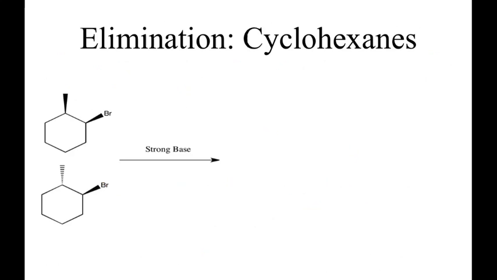So let's go through and take a look at some examples of some elimination reactions. In particular, this one's tricky because we're looking at the elimination of cyclohexanes. So, which mechanism do you think we're going to do our elimination in here?